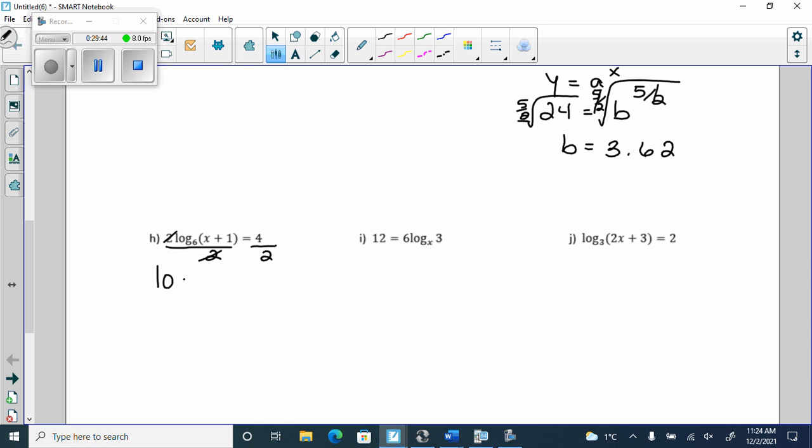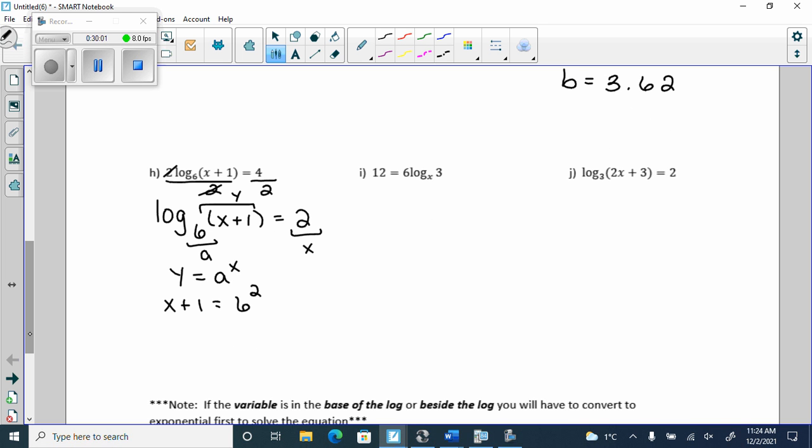So I get log base 6 of x plus 1 equals 2. And this is x, this is a, this is y. Y equals a to the x. X plus 1 equals 6 to the 2. x plus 1 equals 36. Subtract 1, x equals 35. Then we're going to flip over to the next side, which is going to make us solve exponentials that we can't make common base.